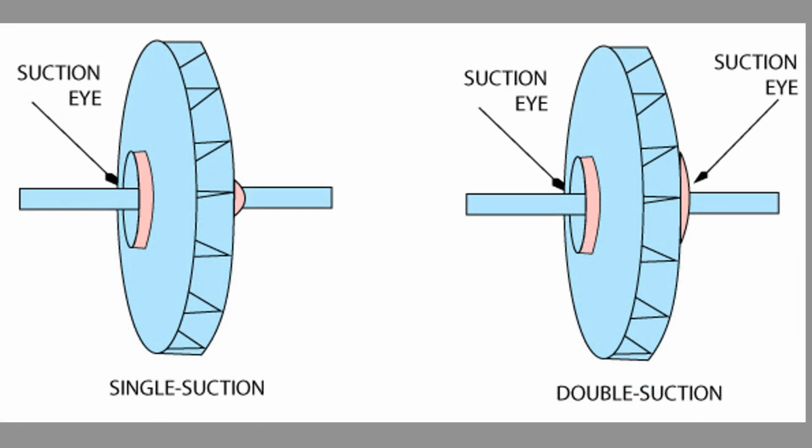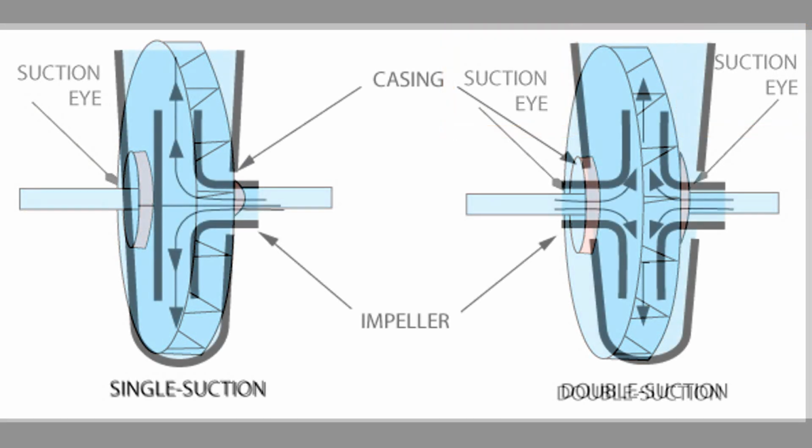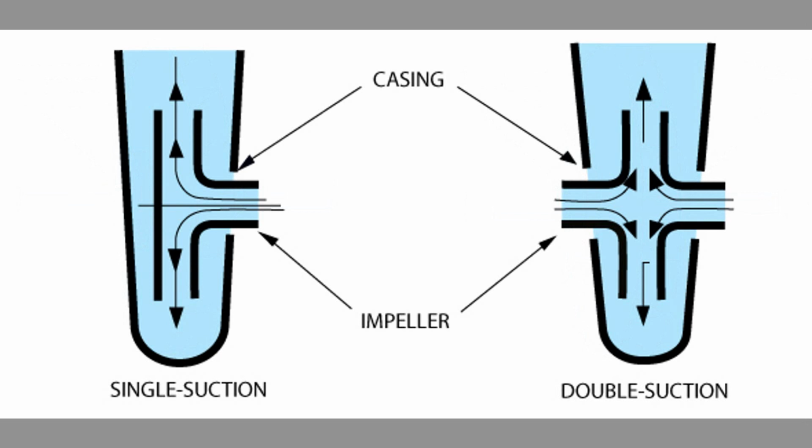We can also see on the diagram that the impeller on the left is a single suction type impeller, whereas the impeller on the right is a double suction type impeller. Single suction type impellers have a suction inlet on only one side. Double suction type impellers have suction inlets on both sides of the impeller.